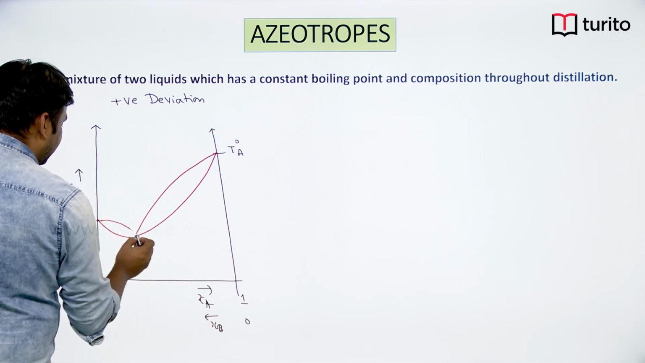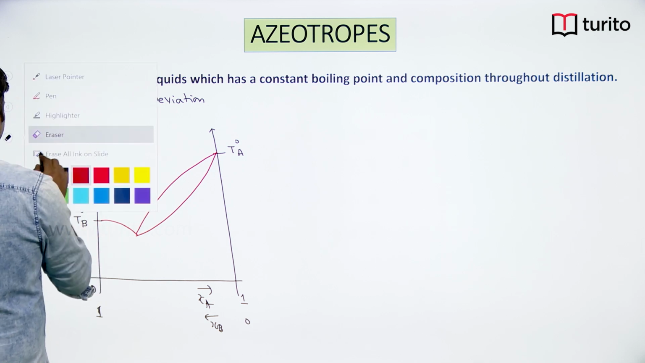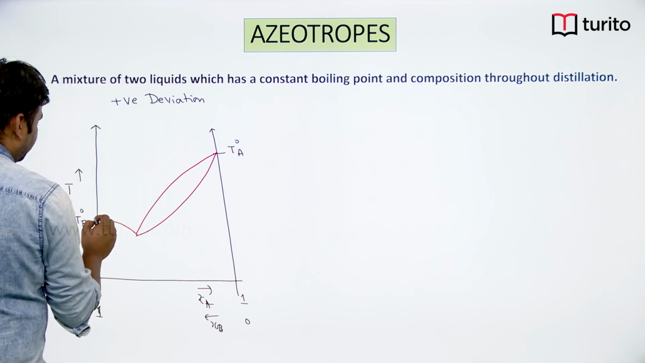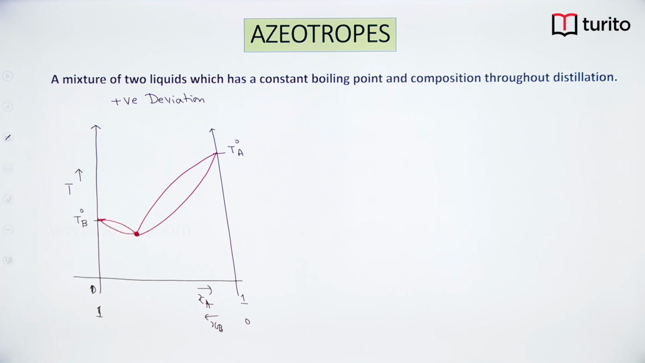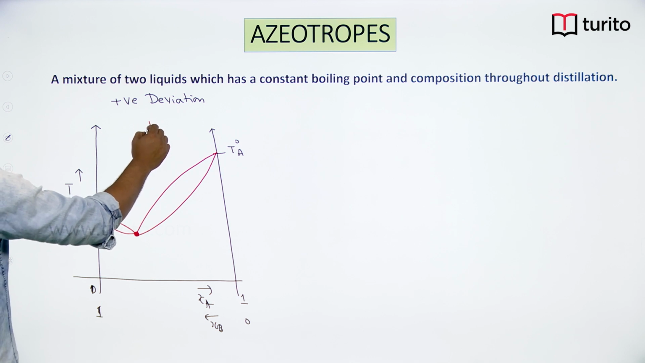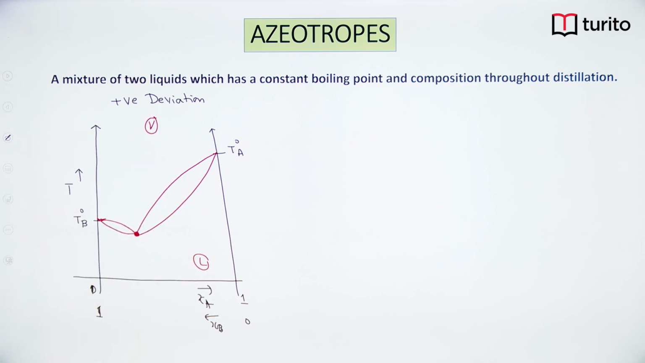So this would be the graph. You can see that there is a minima over this. At higher temperature we know that the liquid vapor state is stable, at lower temperature the liquid state is stable. So we got this point. Now I will tell you what this point is and what is the significance of this point. This point is basically your azeotrope. I will make you understand.